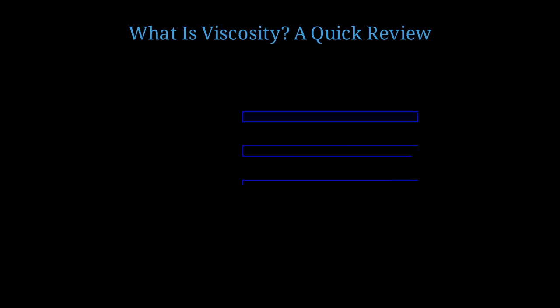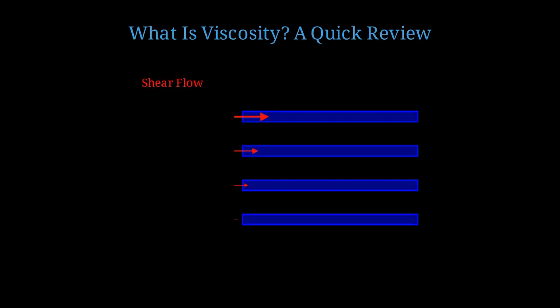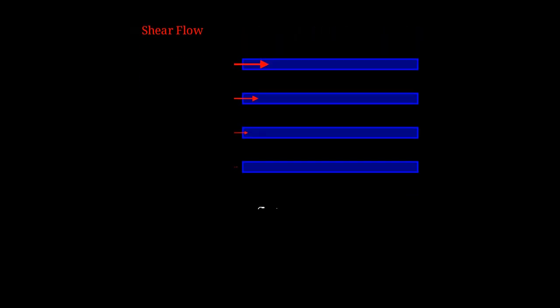Viscosity measures a fluid's resistance to flow and deformation. Imagine layers of fluid sliding past each other in a shear flow. High viscosity fluids like honey resist this shearing motion strongly. Low viscosity fluids like water flow easily. The shear stress tau equals the viscosity eta times the velocity gradient. This is Newton's law of viscosity.